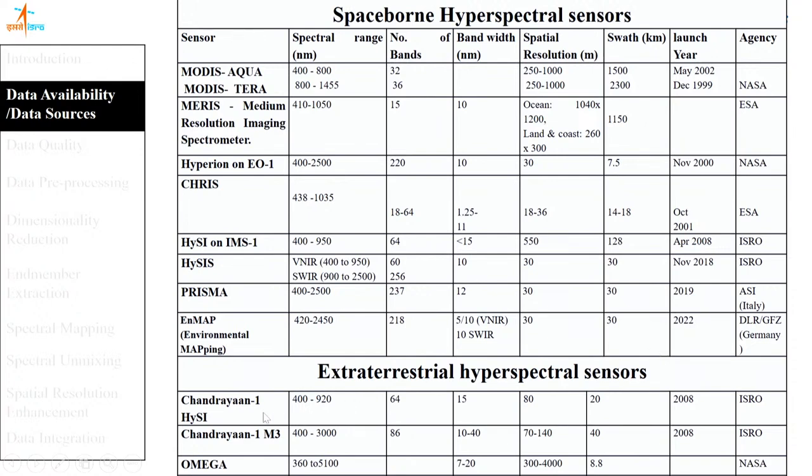And Chandrayaan-1 HySI, as I told, a similar sensor was flown in the IMS-1 satellite. Chandrayaan-1 Moon Mineralogical Mapper had a 400 to 3000 nanometer spectral range. And the OMEGA sensor and one more, the CRISM sensor, was on the Mars Reconnaissance Orbiter. Then MOM had a thermal sensor. So they were used for identification of minerals on the Mars surface.